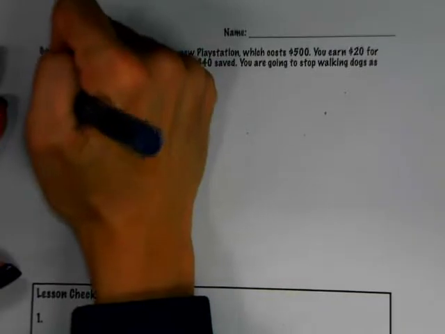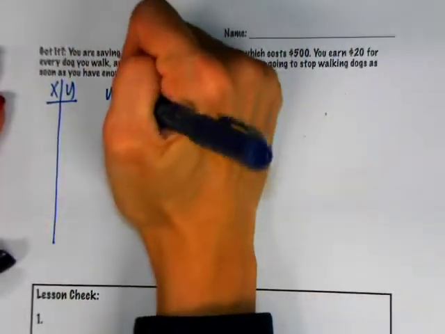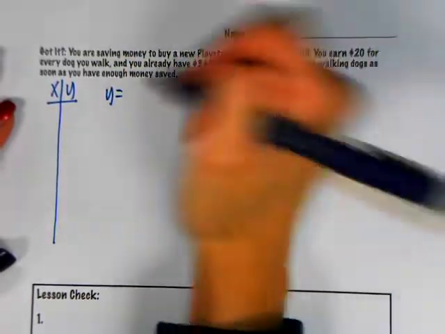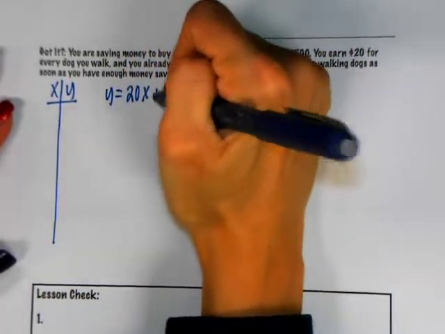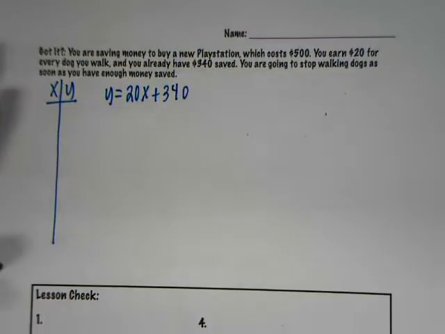So here, x and y. So my equation is y equals what? Yep, 20x plus 340, because you already have the 340 saved, and then $20 per dog. Okay.